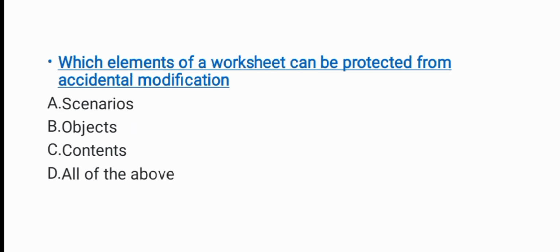Which element of a worksheet can be protected from accidental modification? Scenarios, objects, contents, all of above. तो ये सारे हैं. Option D.